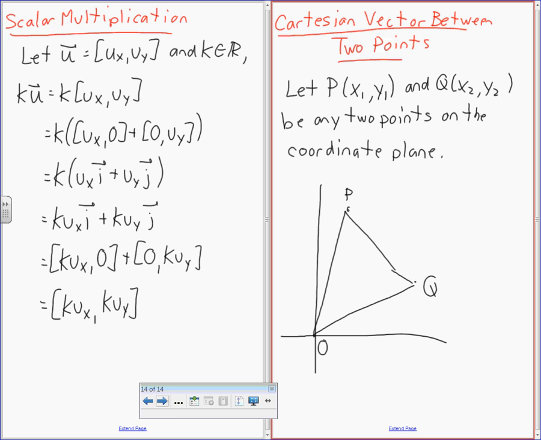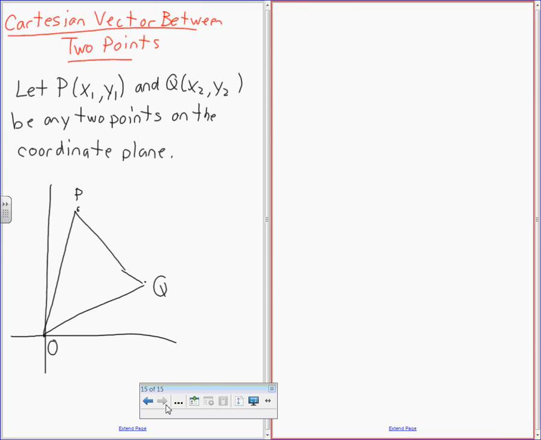Okay, so what I want to find right now is the magnitude of PQ. That's what I want to find using vectors. What's PQ equal to? What's another way I can express PQ? How else can I express PQ? What is PQ equivalent to?